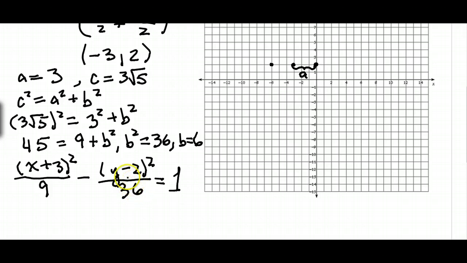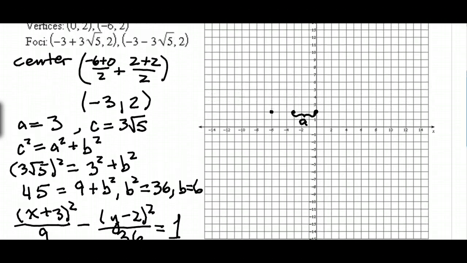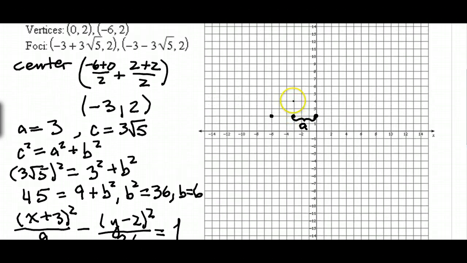I'm going to graph it now. I found out that B was 6. So I've got to mark off that value of B. So I'm going to go up 1, 2, 3, 4, 5, 6. And then go down 6. 1, 2, 3, 4, 5, 6. And I'm going to make my rectangle. This point's right on the y-axis, so I'm not going to draw anything there.